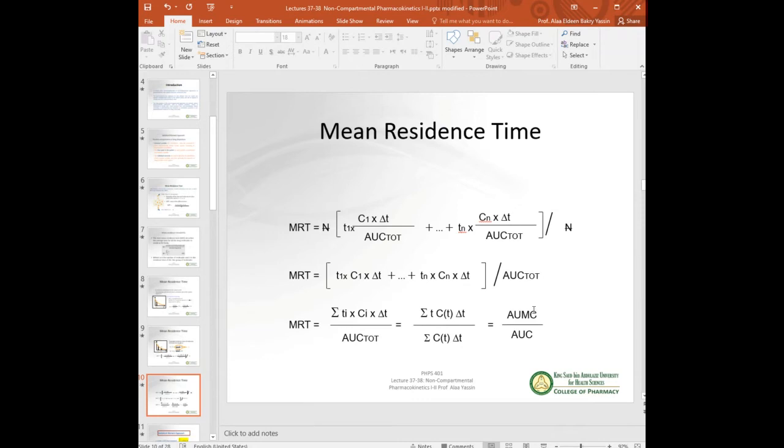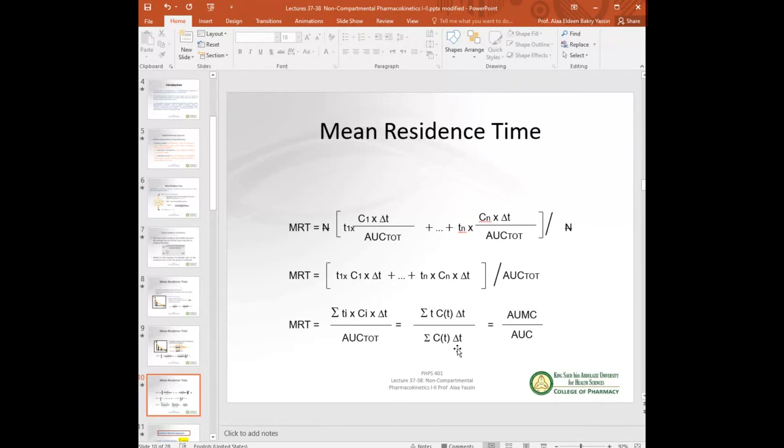I just want you to know the principle. The derivatization of the MRT is not required. We will not ask you to explain how the MRT equals AUMC by AUC, but it's very important for you to understand why this formula exists and where it came from.